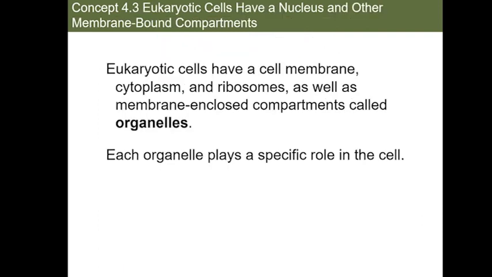Eukaryotic cells have a cell membrane, cytoplasm, and ribosomes, as well as membrane enclosed compartments called organelles. So organelles are membrane enclosed compartments. So that means they each have their own little phospholipid bilayer around them. So inside the cell, there's lots of little membrane enclosed things. The nucleus, the endoplasmic reticulum, Golgi apparatus, these are all enclosed by membranes.